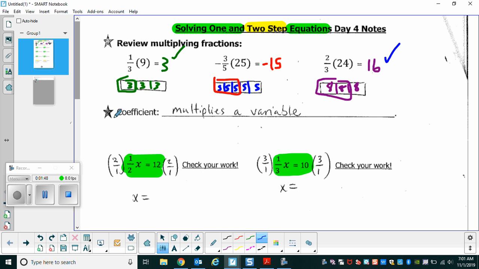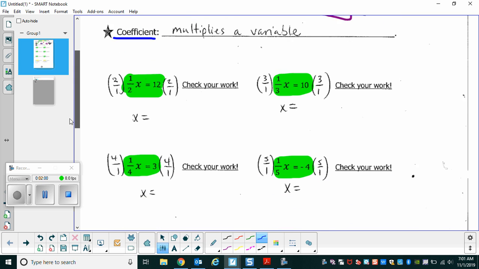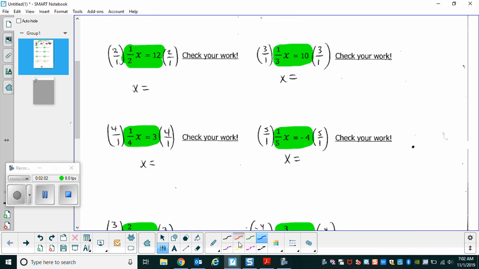Now I want to remind you guys also with vocab that a coefficient is a number which multiplies a variable. A number which multiplies a variable. And you're going to see down here when we're solving why we wanted to review this fraction math, because now we're dealing with coefficients that are fractions. So in this first equation right here, we have 1/2 of some number x equals 12. If I take half of some number, it equals 12.